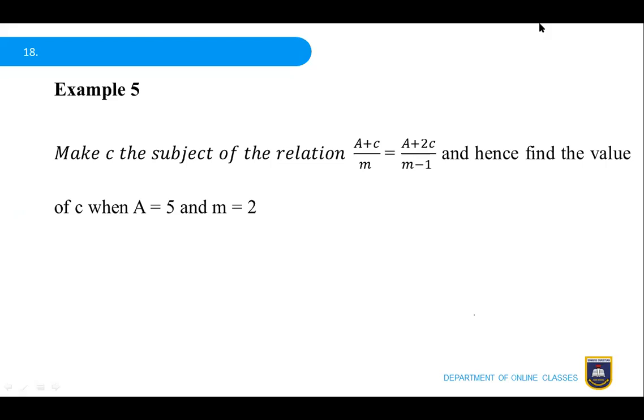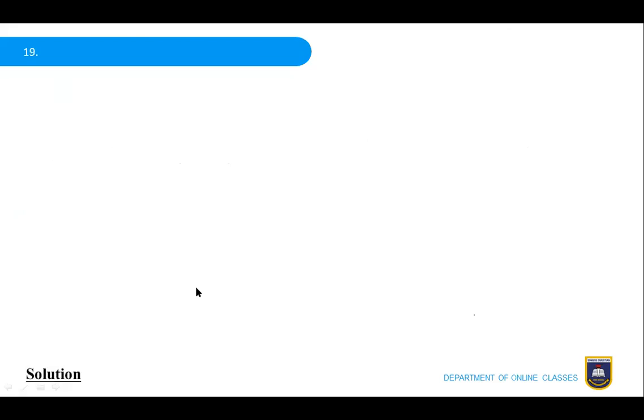Okay, let's go through the solution together. So as usual, we have our formula there. A plus C all over M equal to A plus 2C all over M minus 1. So we multiply through by our LCM. And our LCM is M multiplying M minus 1. That gives you your LCM.